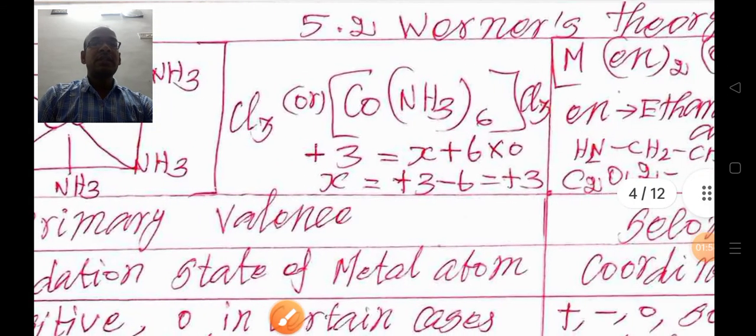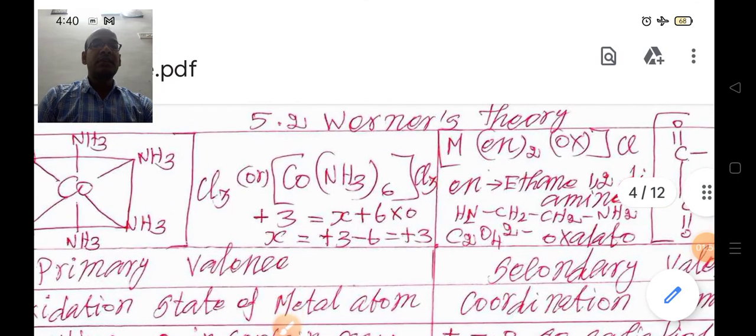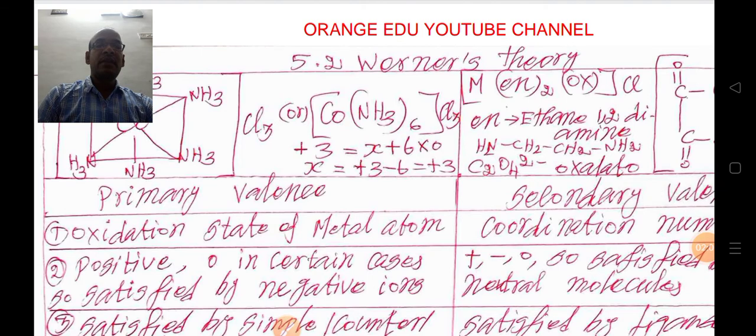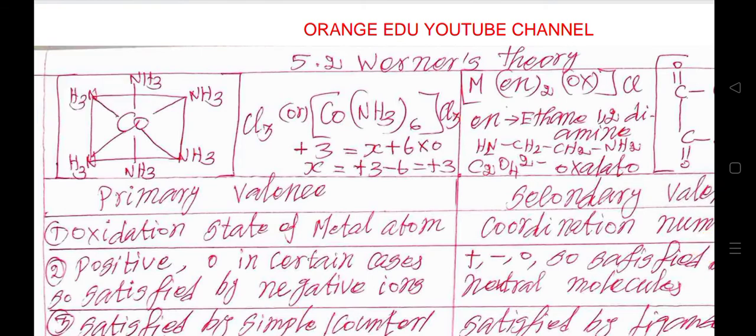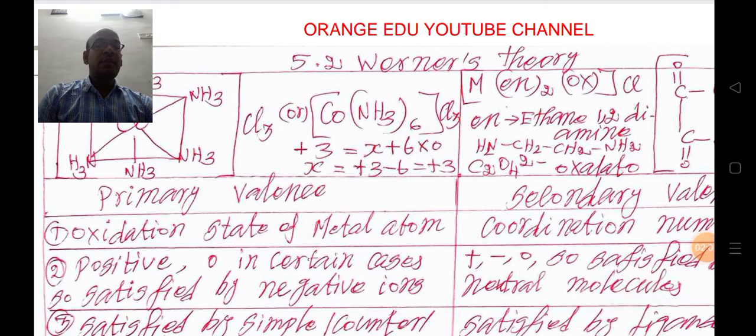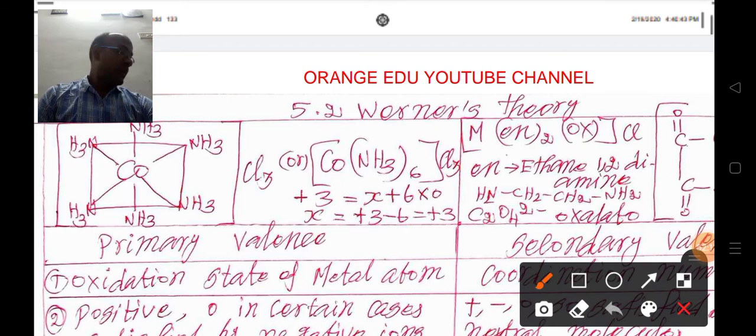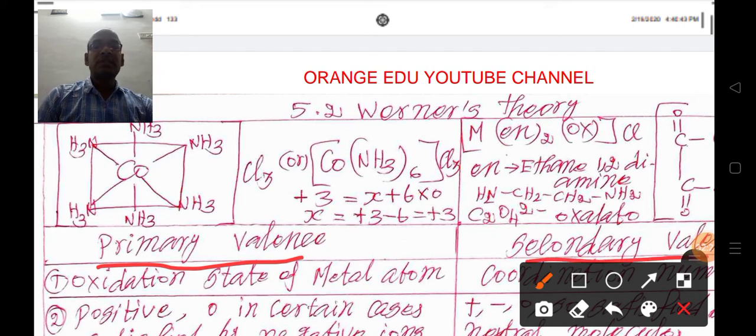For understanding purpose, I split the Werner theory into 2 parts. First, in Werner theory, the first postulate is that it has 2 types of valencies. First, primary valency. Second is the secondary valency.